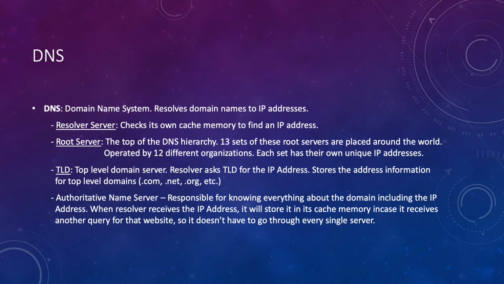Now, if the TLD server still can't find the IP address, the resolver server will be directed to the authoritative name server, which is the final level, and it knows everything about the domains and IP addresses. When the resolver receives the IP address, it will store it in its cache memory in case it receives another query for that website, so it doesn't have to go through every single step.